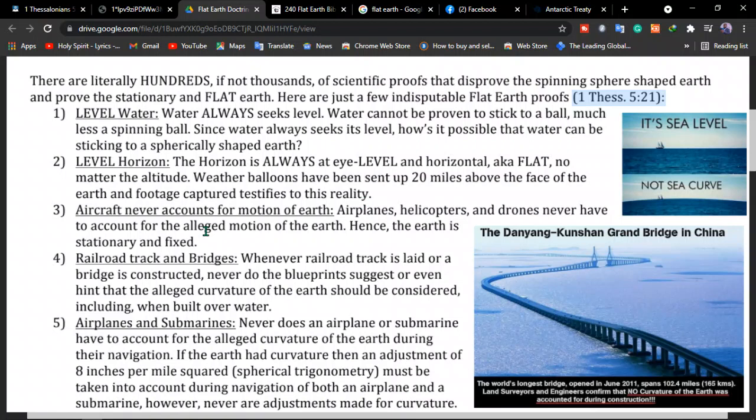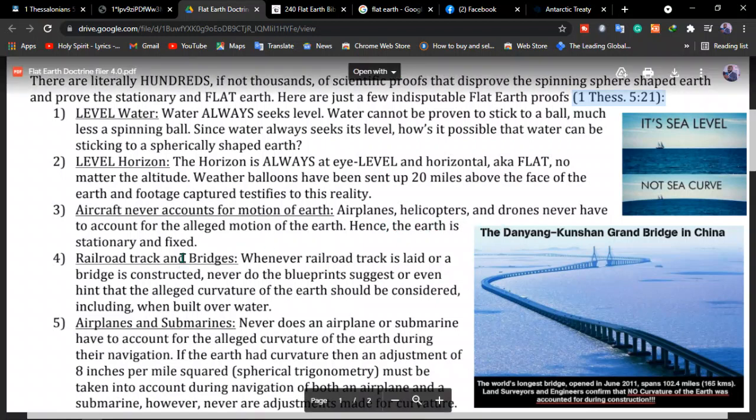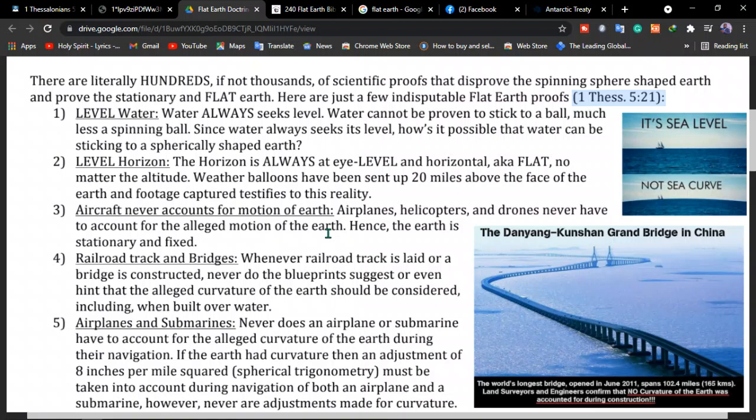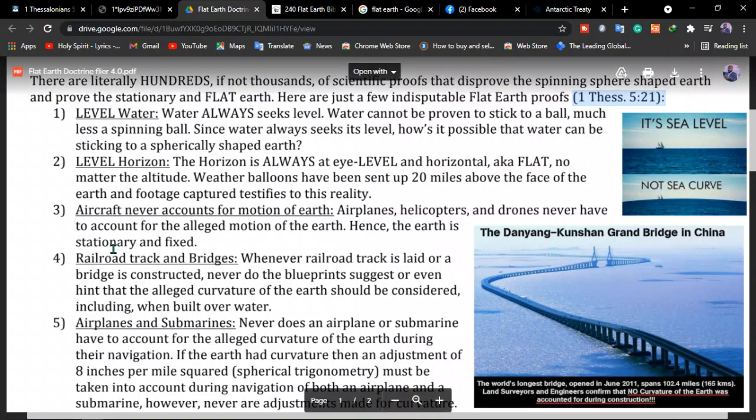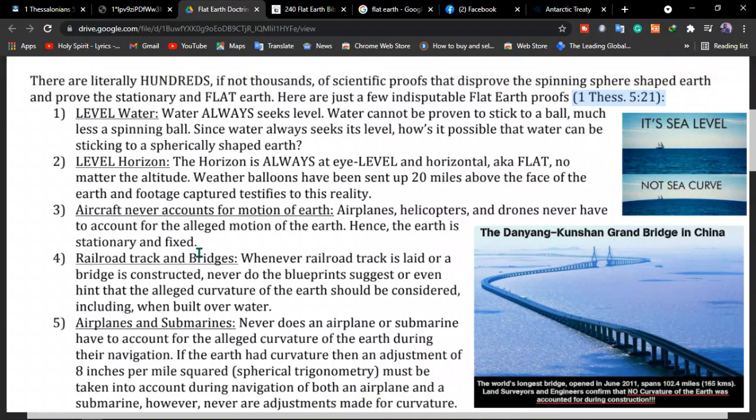Okay, number three, aircraft never accounts for motions of the earth. Airplanes and helicopters and drones never have to account for the alleged motion of the earth. Hence, the earth is stationary and fixed. Think about helicopters when they are just high above the earth. It would mean that when helicopters go up high in the sky, then when they are landing, if they took off from Africa, they land in Canada. You see, is this making sense to you?